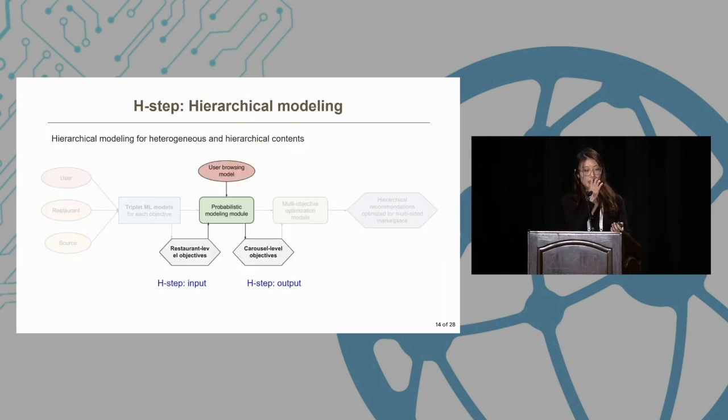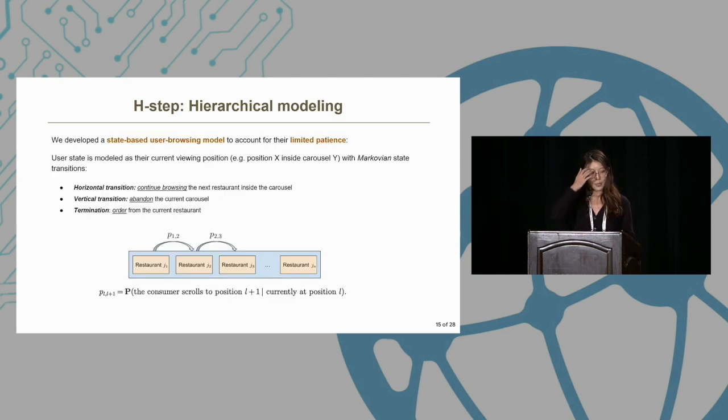And then in the second step, this is where we do the hierarchical modeling stuff, where we take the previous estimated restaurant level objectives and go through a probabilistic module, and the outputs are the carousel level objectives. And we model an important fact in this step, which is that consumers will have limited patience when they are interacting with the app. So at any point in time, they may simply give up if they're not finding anything interesting. So we developed this state-based consumer browsing model to account for their limited patience.